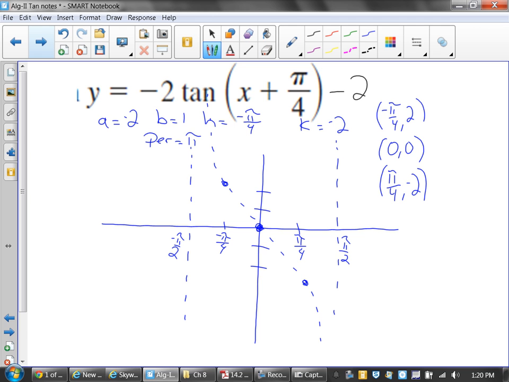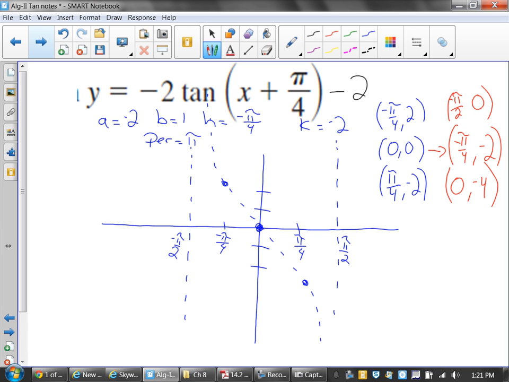The reason I'm going to start shifting my origin is because adding and subtracting to 0 is the easiest way to go. So this is going to become negative pi over 4, negative 2. Now the other ones. What's pi over 4 minus pi over 4? 0. What's negative 2 minus 2? Negative 4. What's negative pi over 4 minus pi over 4? Negative pi over 2. And then 2 minus 2 is 0.